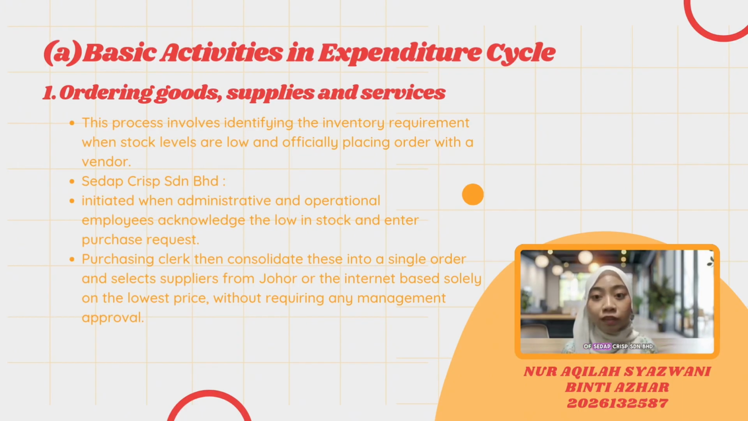So in the case of Sedap Crispy Sdn Bhd, the process is initiated when administrative and operational employees notice low stock and enter purchase requests. The purchasing clerk then consolidates this into a single order and selects a supplier from Johor or the internet based solely on the lowest price without requiring any management approval.